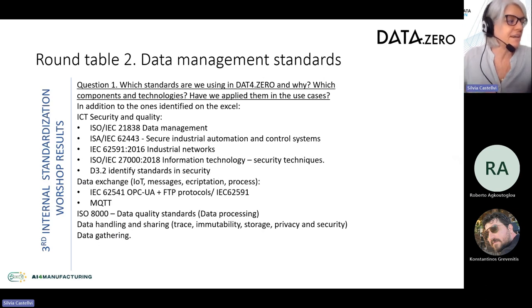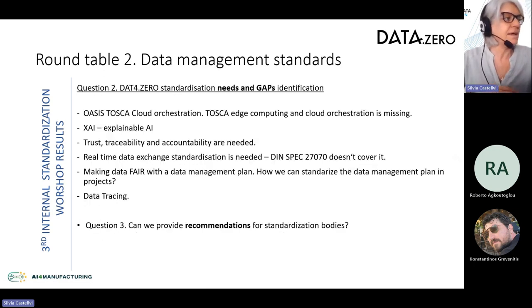And also for data exchange, we identified the deliverable that contains a standard related to security. Standards for data exchange, as commented before, include OPC-UA, FTP protocols, or MQTT. There are also data quality standards related to data processing and data gathering. And then the impact and the needs of these standards.